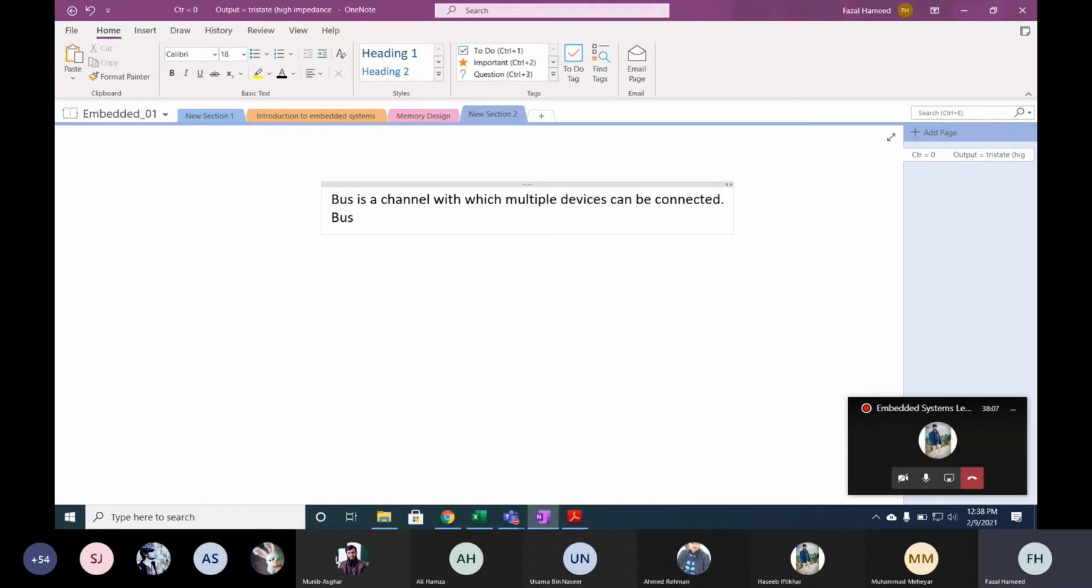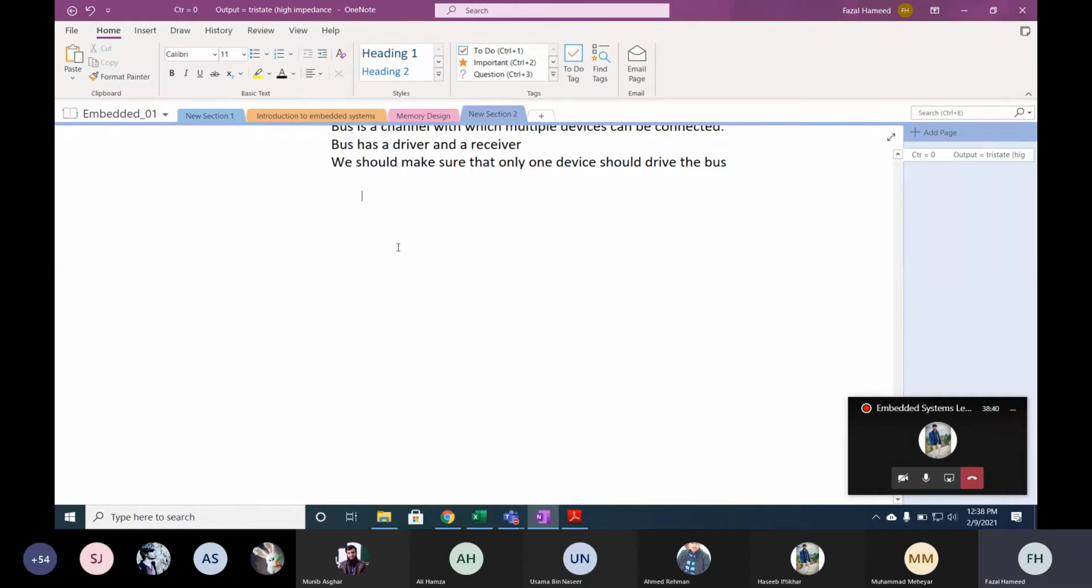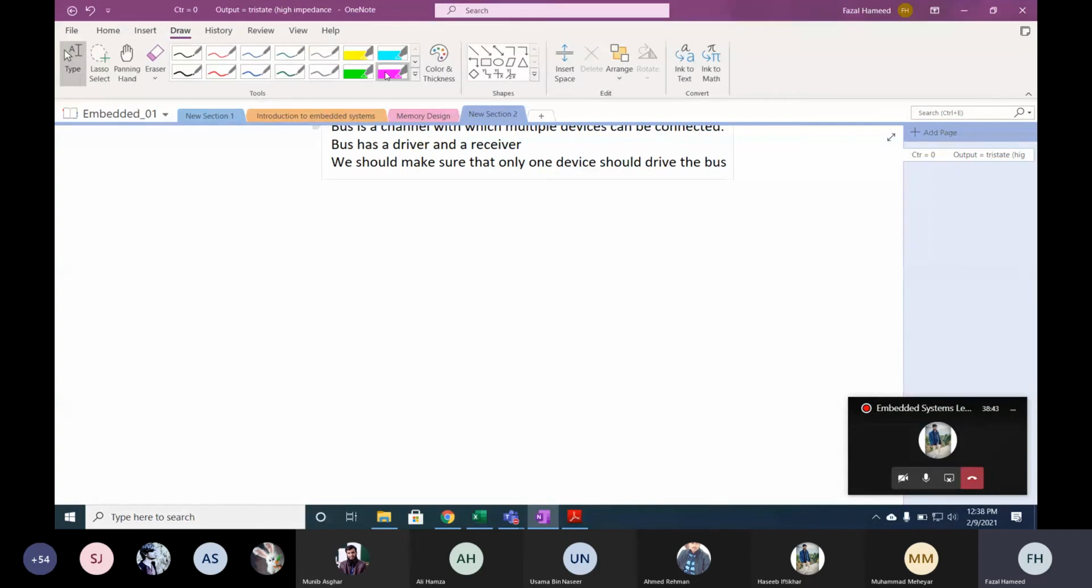Each bus has a driver. Bus has a driver और एक receiver है. A bus should have a driver and we should make sure that only one device should drive the bus. So now let's assume a scenario. So now I'm going to have a single bus. So this is our bus.